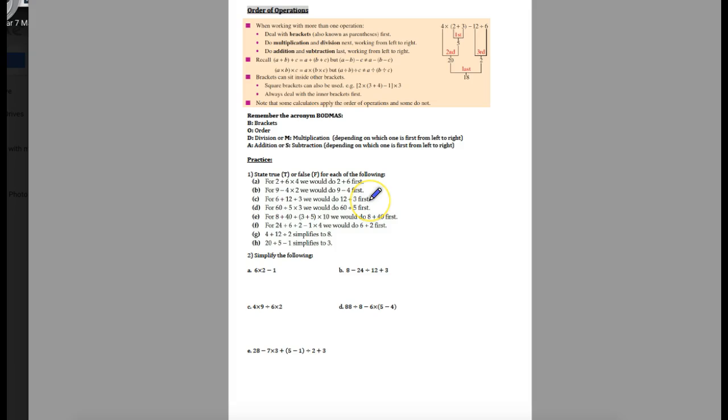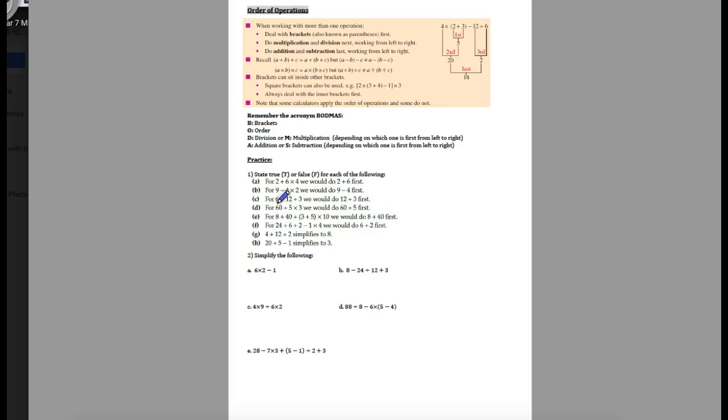For question C, hopefully I see a 2. Oh no, is that a division? I think that might be a division. It's a bit hard to see. I'm just going by the size of it. So it's saying that we would do the 12 divided by 3 first, and that is true, because division comes before addition. So we would do 12 divided by 3 is 4, then 6 plus 4 is 10.